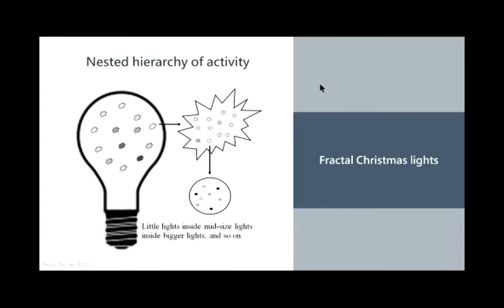Now here's a better model for the brain, fractal Christmas lights. If we imagine part of the brain here is this large bulb, the large bulb is lighted, but when we look closely within the bulb, then we see smaller lights inside. And we look inside of one of these smaller lights here, and we get even smaller scale activity. So little lights inside middle-sized lights, inside bigger lights, and so on.